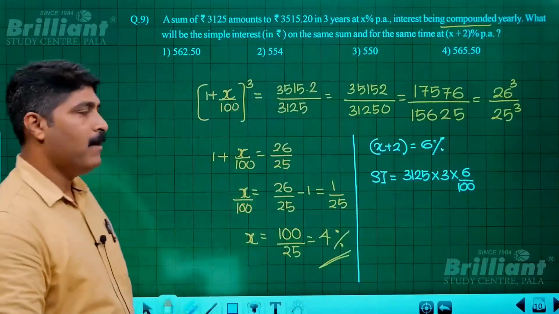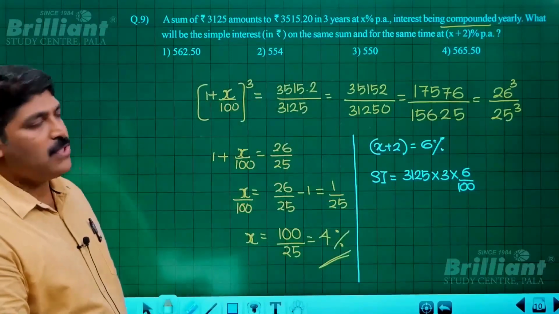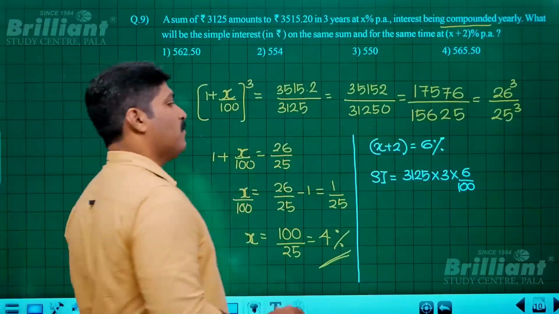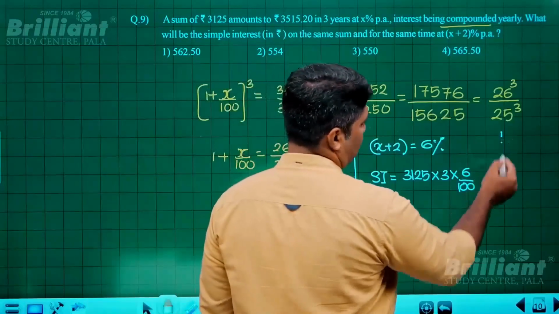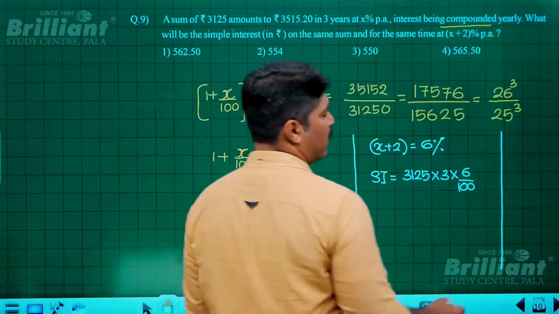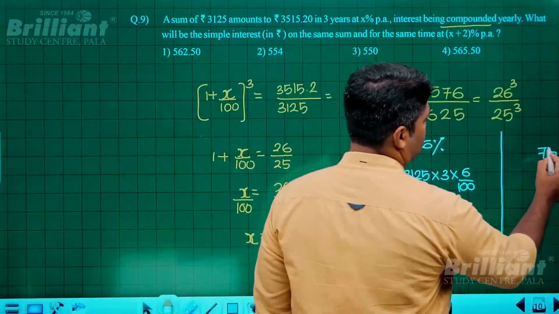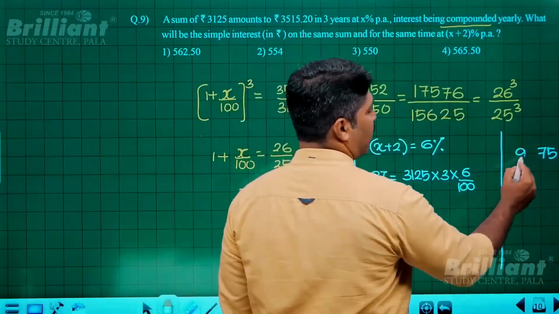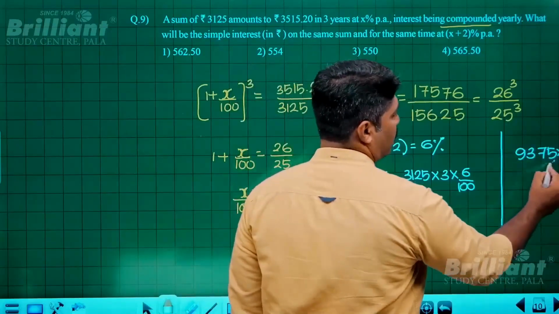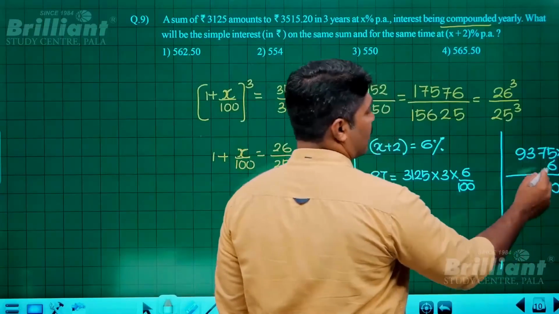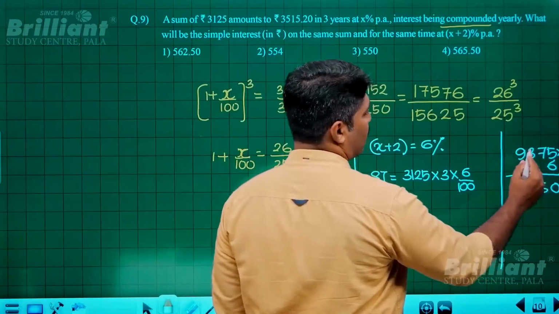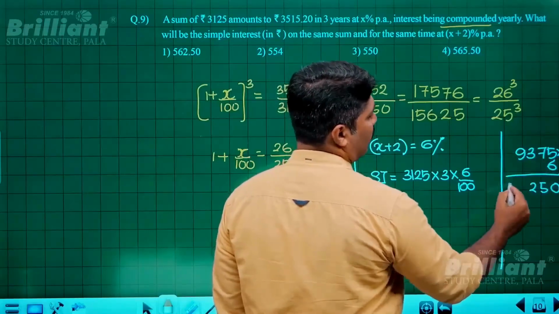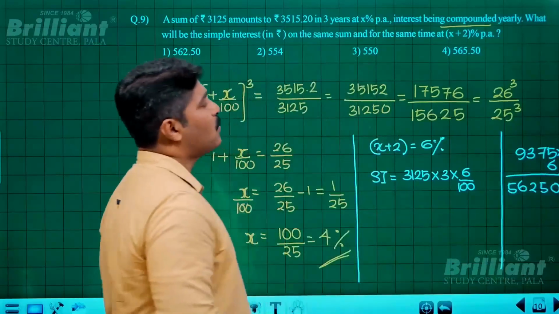Got it? Then how can we simplify it? You just keep the denominator in that form itself and do the multiplication on the numerator. First, we multiply 3125 into 3. 3 times 25 is equal to 75, and 3 times 31 is equal to 93. And this into 6. So 33 is there. 42 plus 3, 45. 4 is there. 22, 2 is there. 56. So that is 56250.